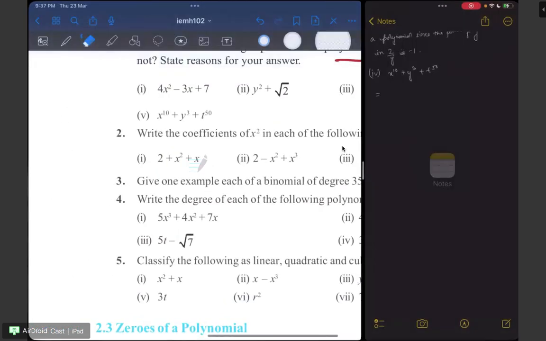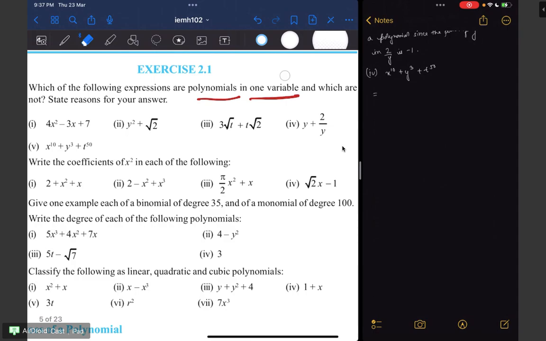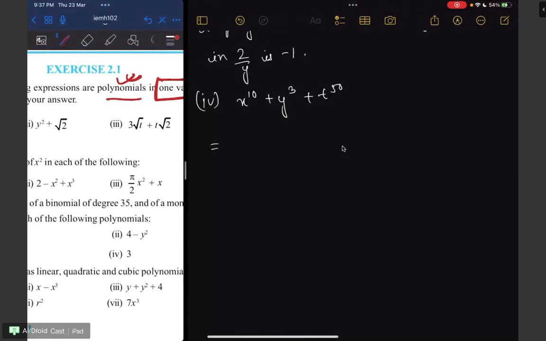In the question it is asked to identify whether it is a polynomial in one variable or not. One variable is also one of the conditions. So yes, it is a polynomial, but it is not a polynomial in one variable because it contains how many variables? Because it contains 3 variables. So how to write it? We can write it as follows.